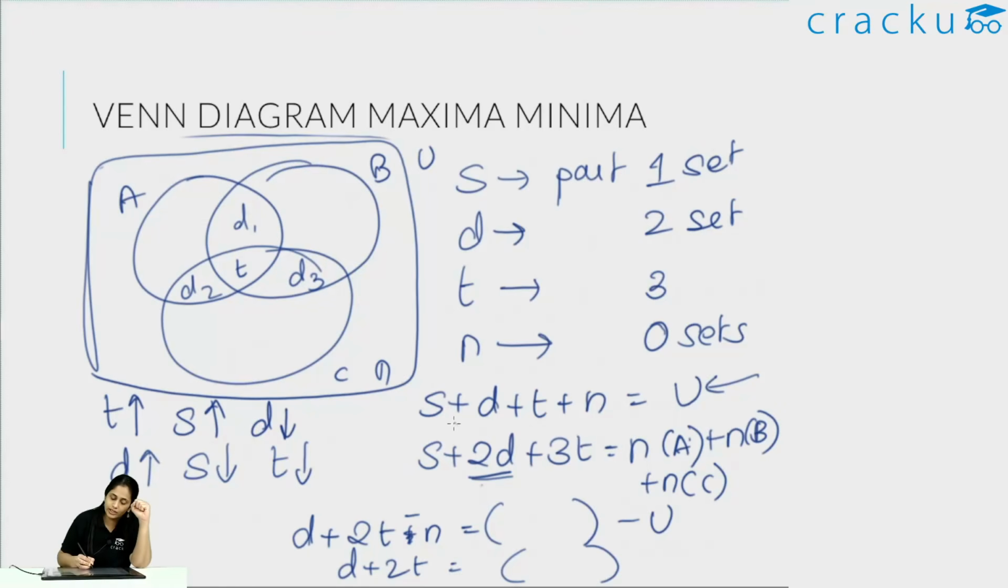But just remember, when you are maximizing or minimizing Venn diagram sets, write down these equations first. S plus D plus T plus N is equal to the universal set. S plus 2D plus 3T is equal to the sum of individual cardinalities. The difference between these two equations gives you the overflow.